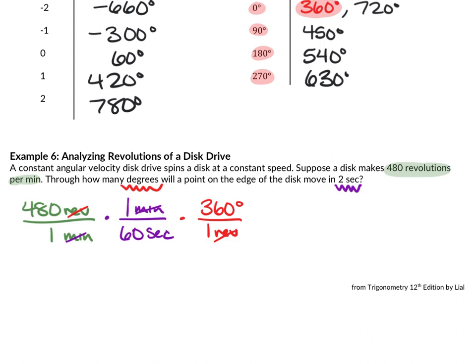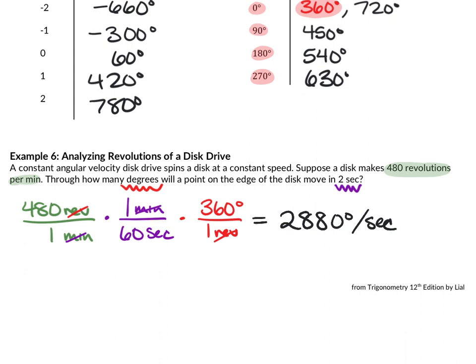At this point, we can just take all the numbers on top and multiply them and divide them by the numbers on the bottom. So we would, in a calculator, do 480 times 360 divided by 60. Which, yes, if you didn't have a calculator, could be done a lot easier by canceling some numbers out. But we have a calculator. Let's use it. 480 times 360 divided by 60. It's 2,880 degrees per second.